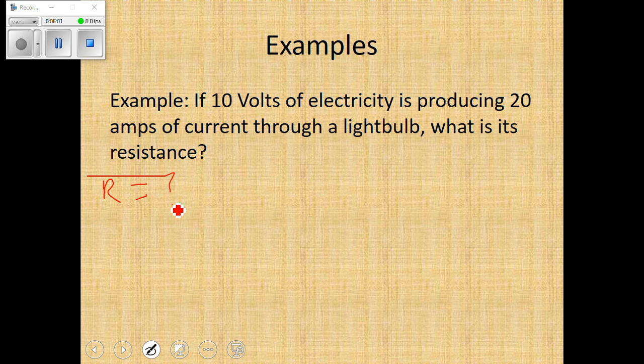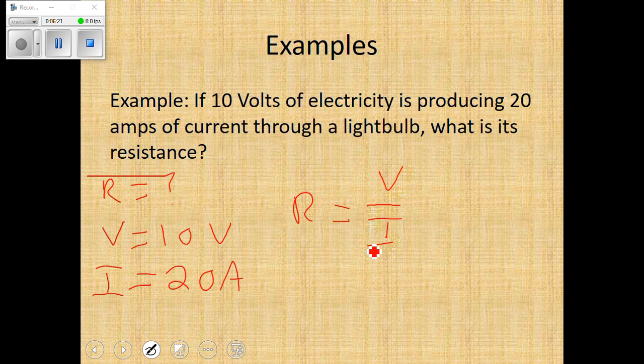Okay, we know that we're also given the voltage, which is 10 volts, and we're given the current as 20 amps. Okay, so resistance is equal to V divided by I. So this is 10 volts divided by 20 amps. And this is going to be a resistance of 0.5 ohms.